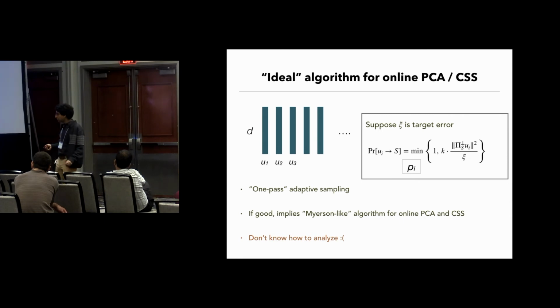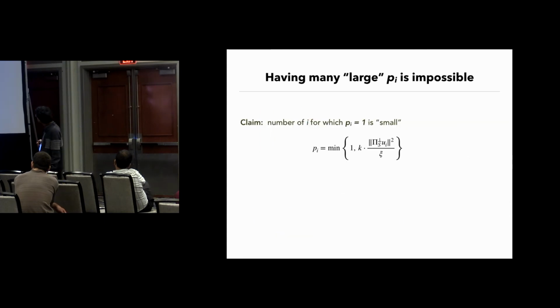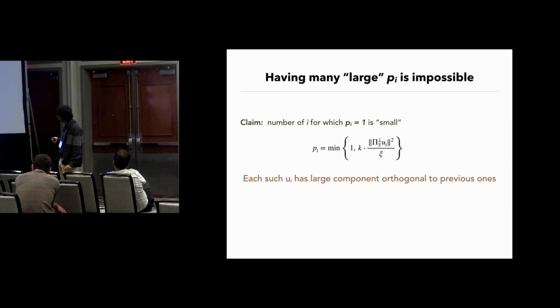But before we go to that, one claim which is at the heart of our argument is that somehow you can't have too many indices i for which this p_i is large, which means that the probability that you add this point is quite large. In fact, I would like to show that the number of i for which p_i is bigger than or equal to 1 is actually quite small. This is done by a very clean argument, so that's why I would like to show it.